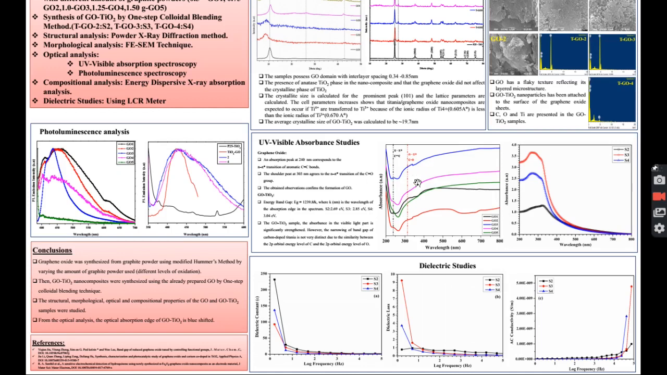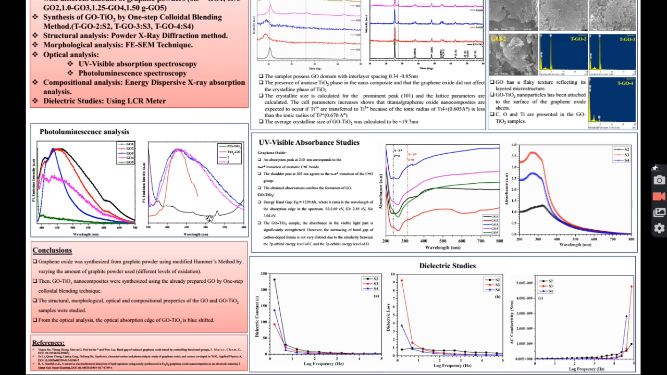From UV optical absorption studies of GO, it shows two peaks. The first peak around 240 nanometers corresponds to the pi to pi star transition of carbon-carbon bonds. Then the second peak around 310 nanometers corresponds to the n to pi star transition due to the carbon-oxygen bonds. When GO is mixed with TiO2, the optical absorption edge is shifted to the blue region.